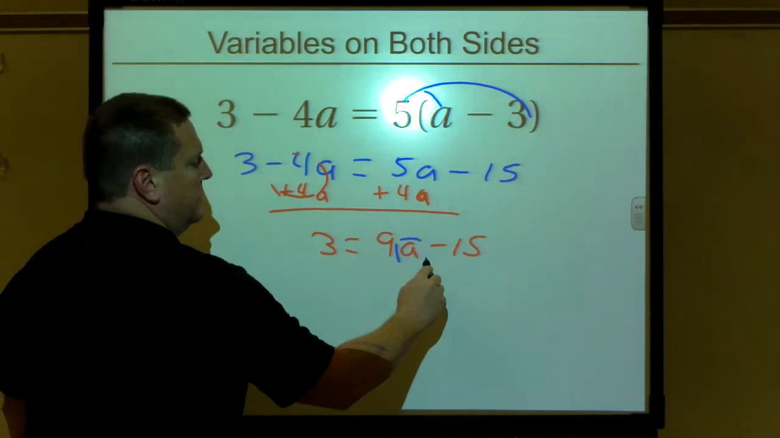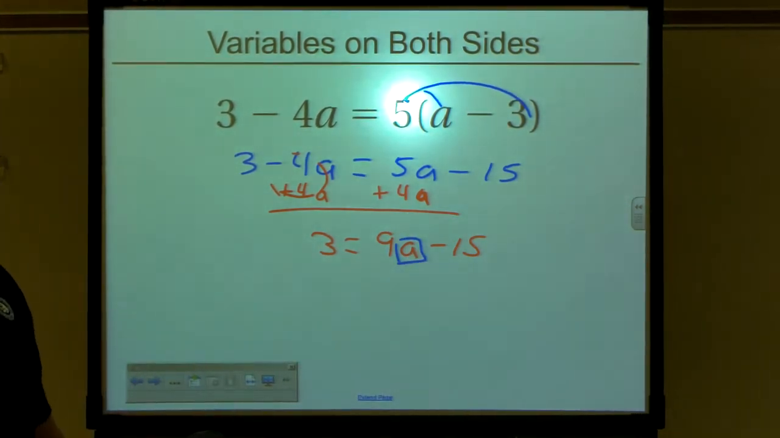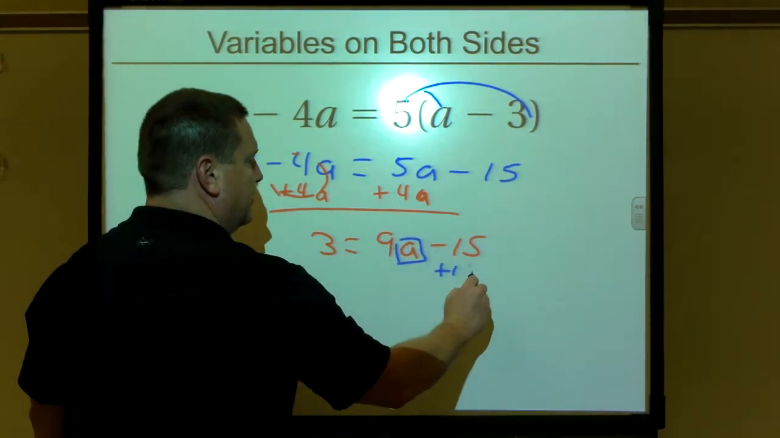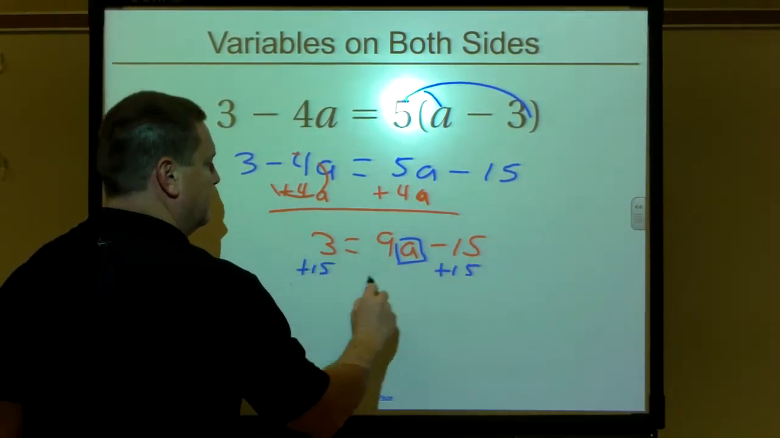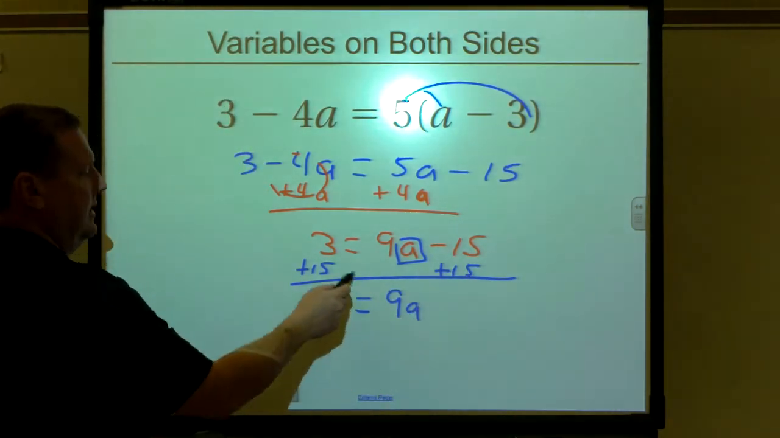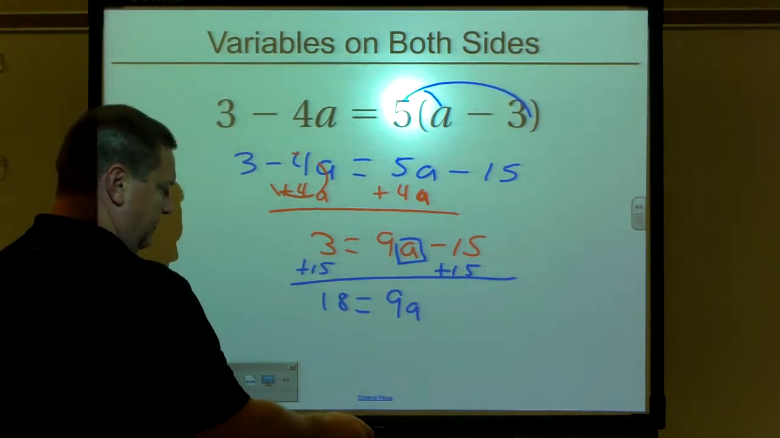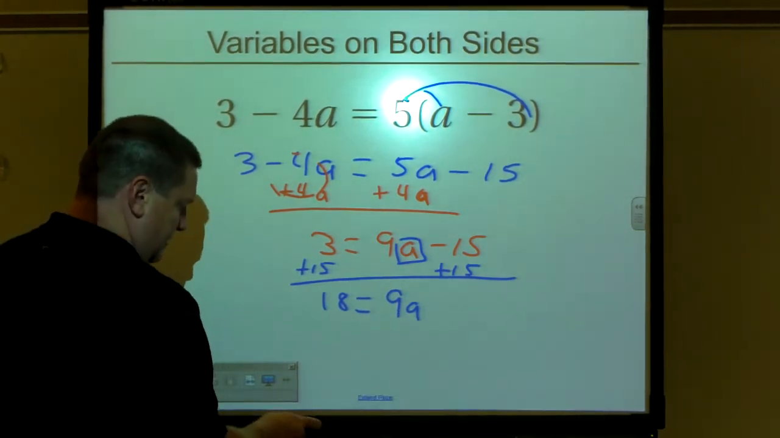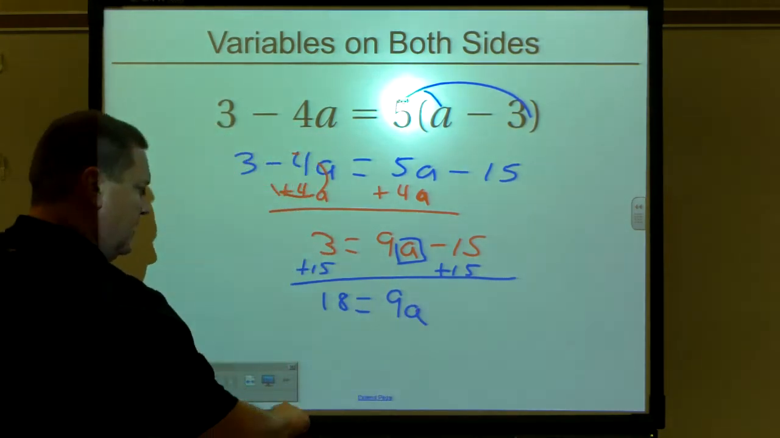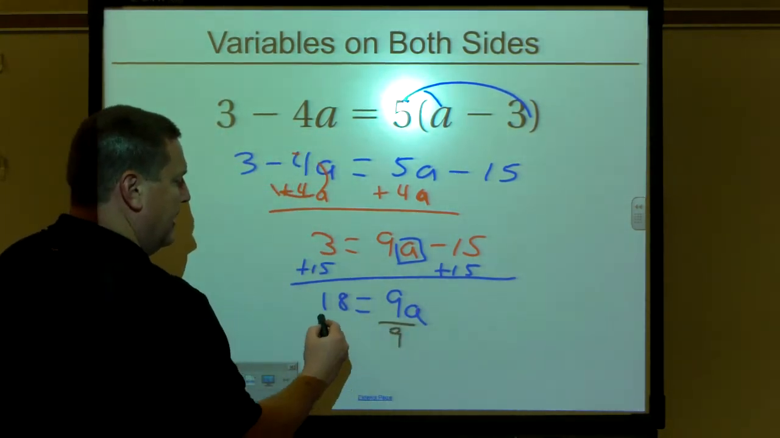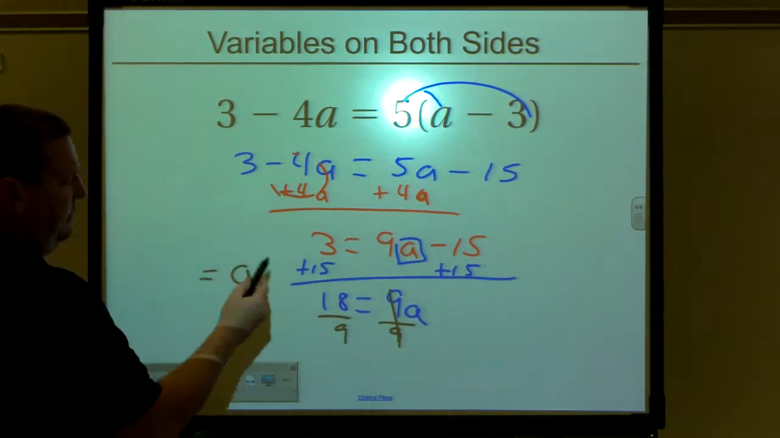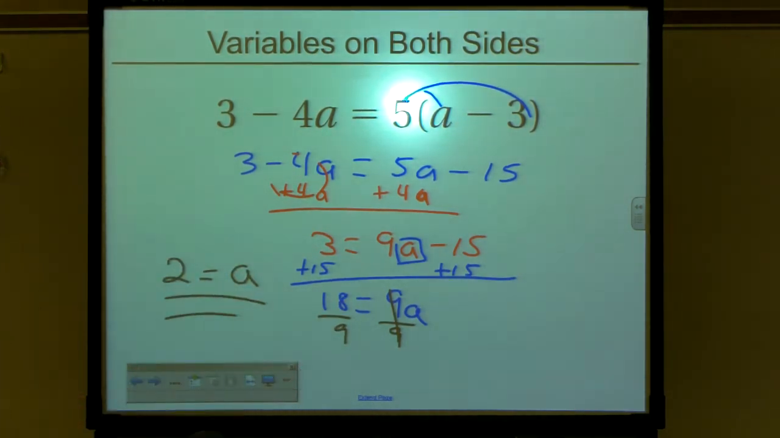Now that my variable's all on one side, I'm going to isolate using reverse PEMDAS. Again, this is almost always going to go last, so I'm going to get rid of the minus 15 by adding 15. I still have a 9a plus 0, which is just 9a, and then 3 plus 15 is 18. And all I got to do now is divide by 9 on both sides. This is a 1, so that a will end up equaling 18 over 9, which is 2.